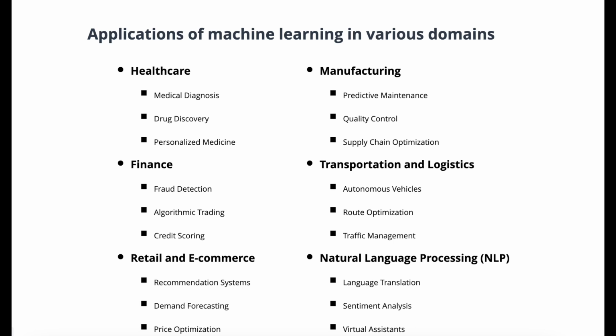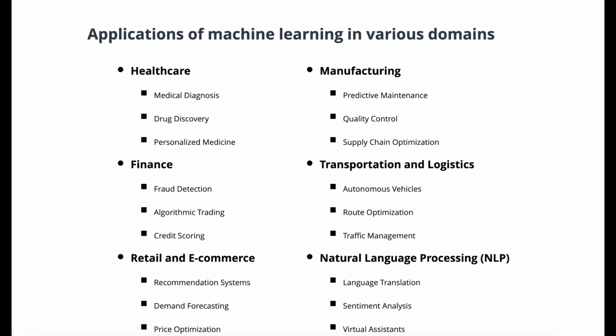Manufacturing. Predictive maintenance. ML algorithms analyze sensor data from industrial equipment to predict equipment failures and schedule maintenance proactively, reducing downtime and maintenance costs. Quality control. Machine learning models inspect and analyze product defects in real time, ensuring product quality and reducing defects in the manufacturing process. Supply chain optimization. ML techniques optimize production schedules, inventory management, and logistics operations to streamline the supply chain and improve efficiency.